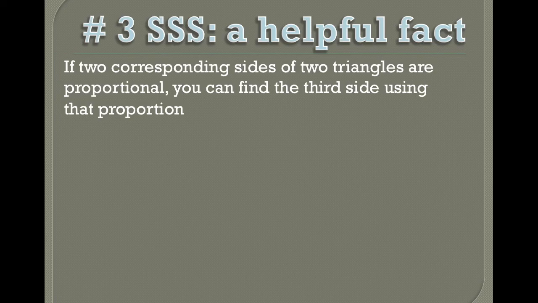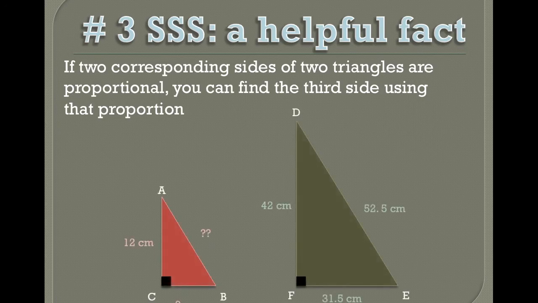A helpful fact for SSS is that if two corresponding sides of the two triangles are proportional, you can find the third side using that proportion. So here are two triangles, ABC and DEF. I give you 12 and 42, so these two sides are corresponding. The base here, 9 and 31.5, are also corresponding. Now, if these all have the same proportion, we could figure out what AB is given DE.